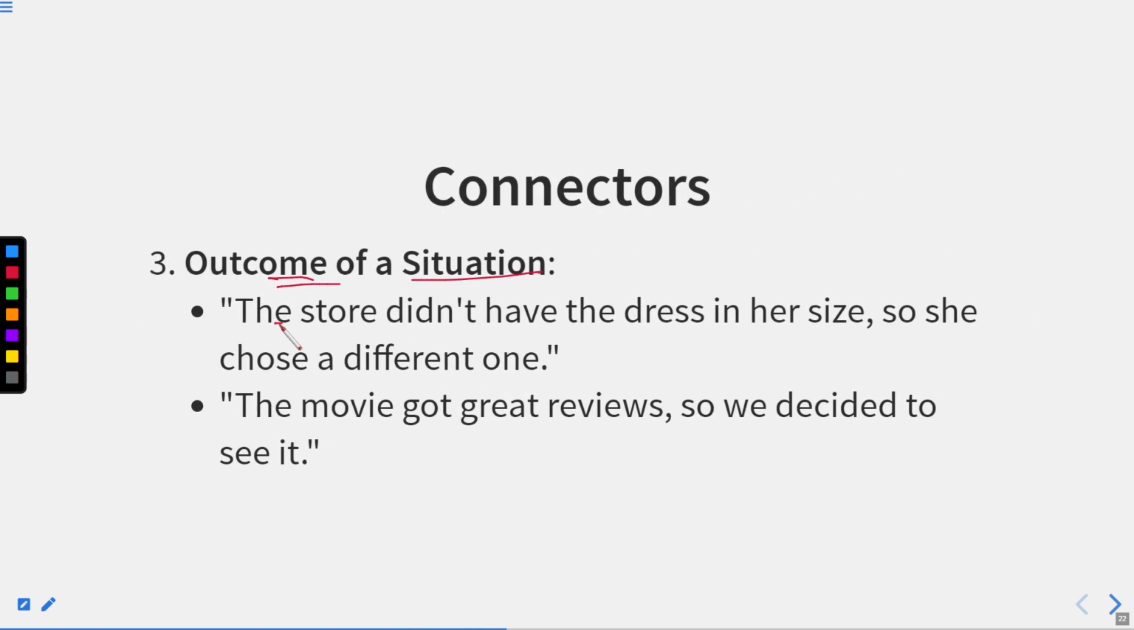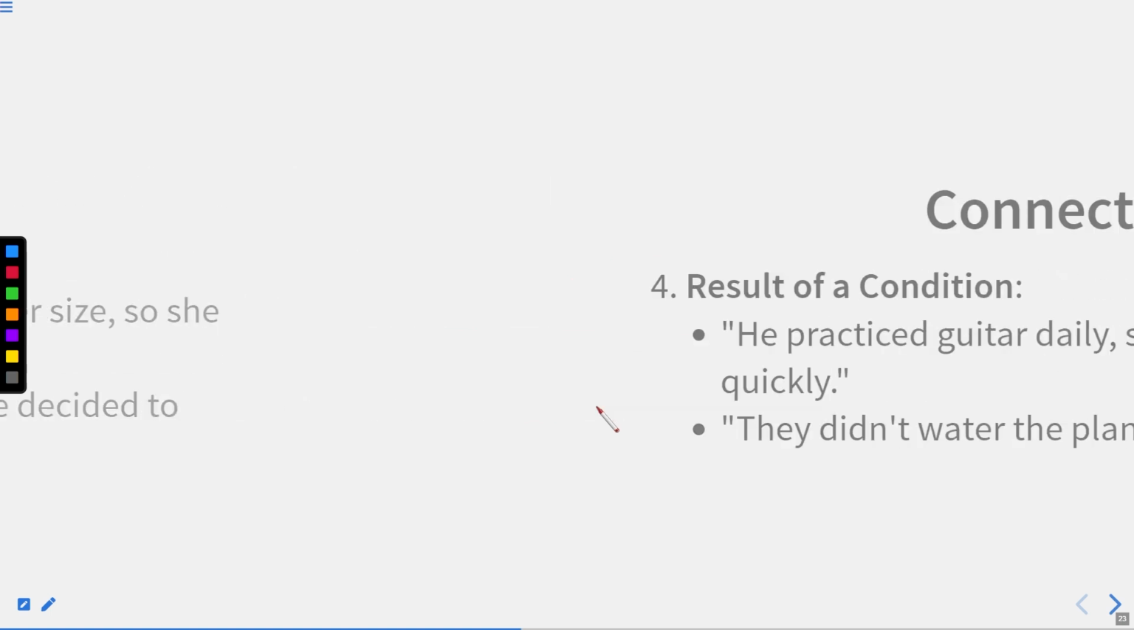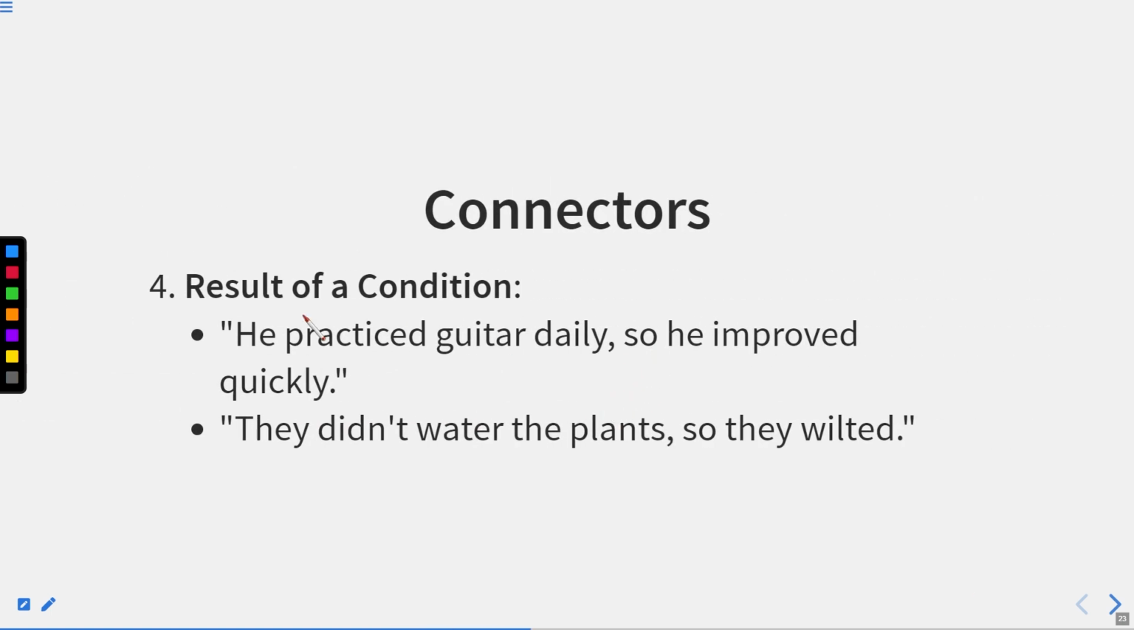Outcome of a situation. The store didn't have the dress in her size, so she chose a different one. Because the store didn't have the dress in her size, it means she did not get her size in the case of the dress, so she chose a different one. So this is the result because of this. The movie got great reviews, so we decided to see it. So what made us see it? That the movie got great reviews.